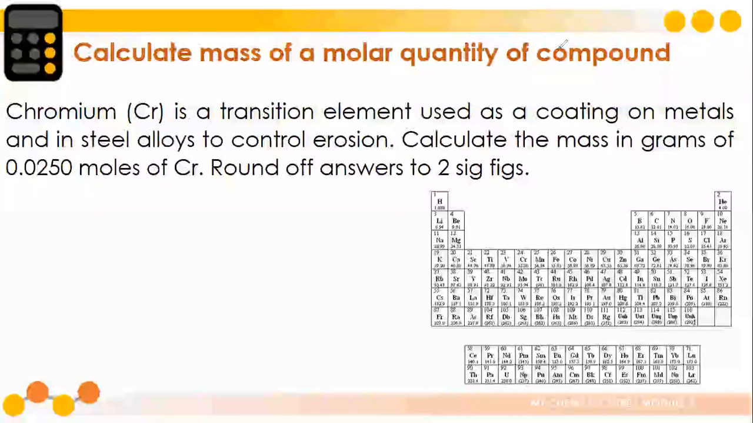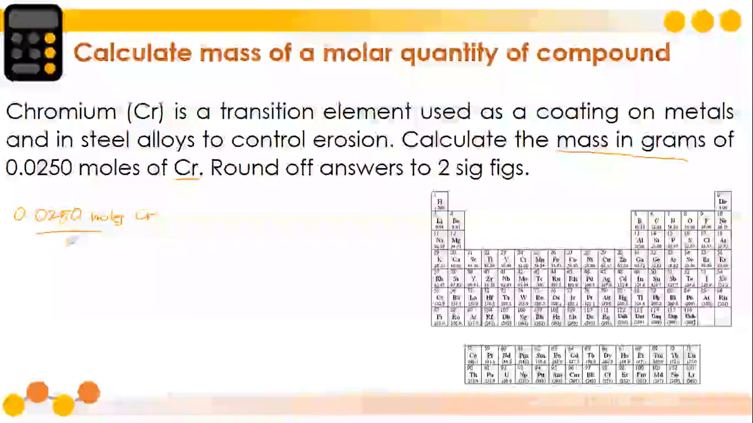Let's proceed with the sample problems involving molar mass. For the first one, we have the problem wherein chromium is a transition element used as a coating on metals and in steel alloys to control corrosion. Calculate the mass in grams of 0.0250 moles of chromium. It says here to round off the answers to two significant figures. So here we're looking for the mass in grams of chromium, in which the given is 0.0250 moles of chromium. So how do we solve for this one?